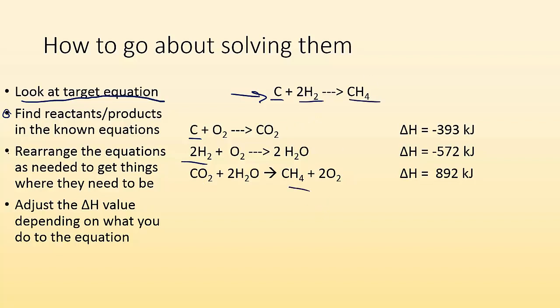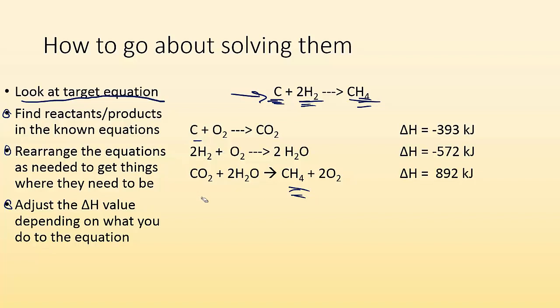So next, you might have to rearrange some of these equations as needed to get the things to where they need to be. So in this example, I didn't give you anything you had to rearrange because look, carbon's a reactant here, it's a reactant there. Hydrogen's a reactant here, reactant there, and CH4 is a product here, and it's a product there. So hopefully we just have to add all these together. If I had to flip them, then I'd have to adjust the value of the delta H. If I flipped it, I'd have to change the sign. If I doubled it, I'd have to double the delta H, and so on and so forth.